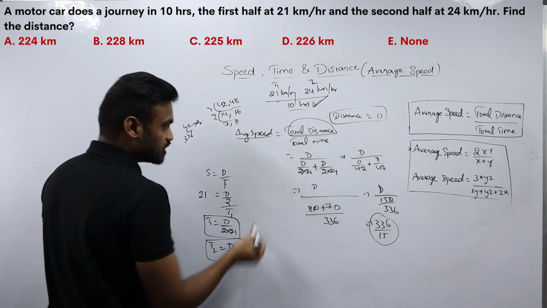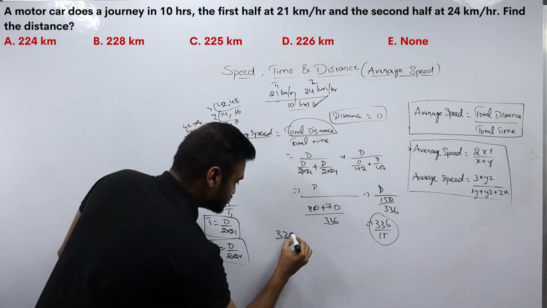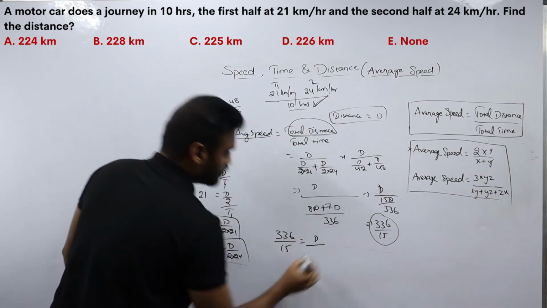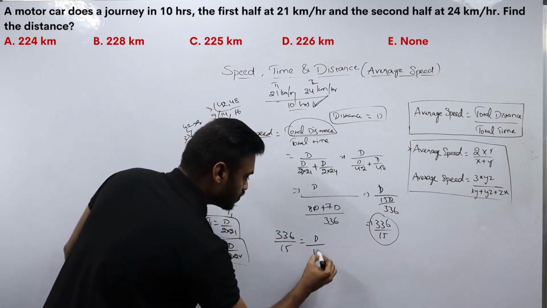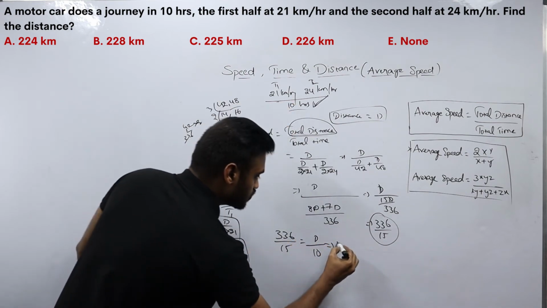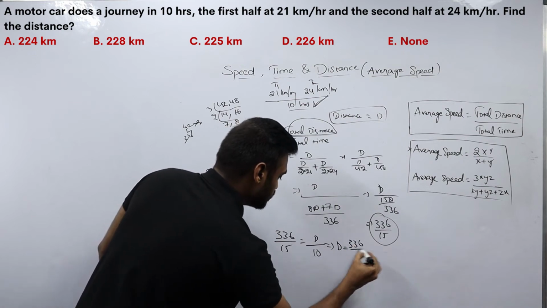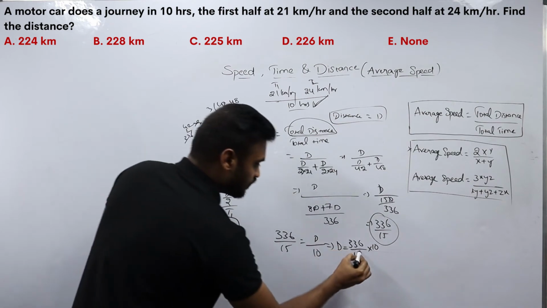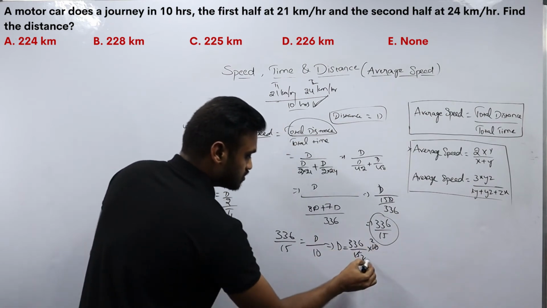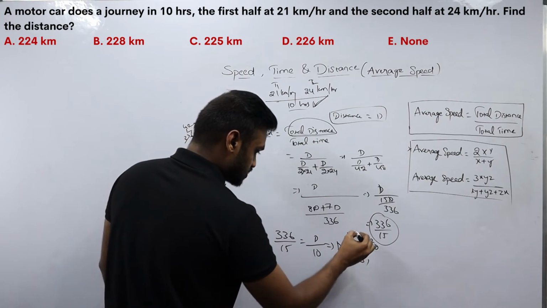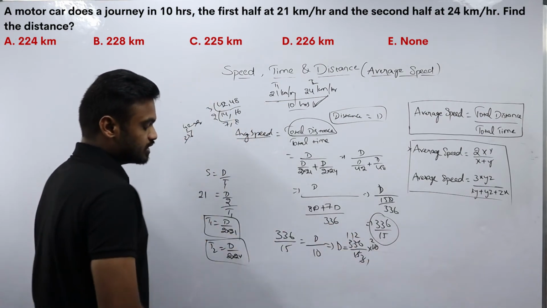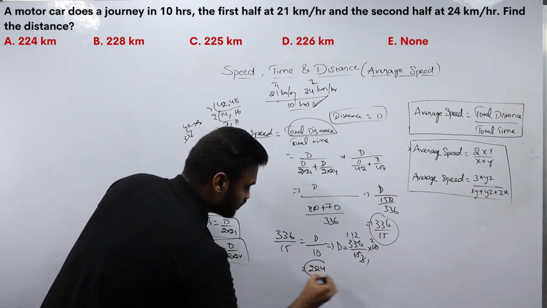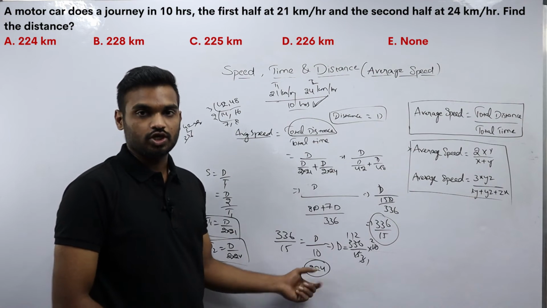See here, the average speed is 336 by 15 equal to the total distance, that is d here, by the total time, which is 10 hours. Now we will get d equal to 336 by 15 into 10. Now if I cancel this: 5 3s are 15 and 5 2s are 10, and 3 1s are 3, 3 2s are 6. So I will get 112 into 2, that is 224. So the total distance for the entire journey is 224 kilometers.